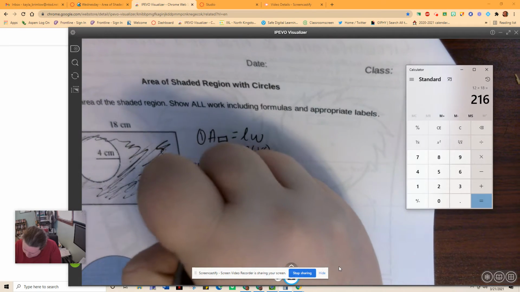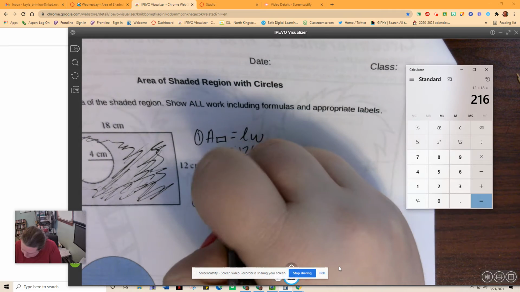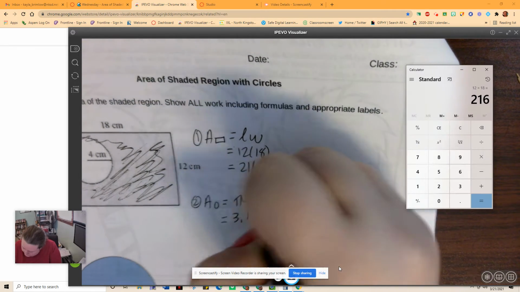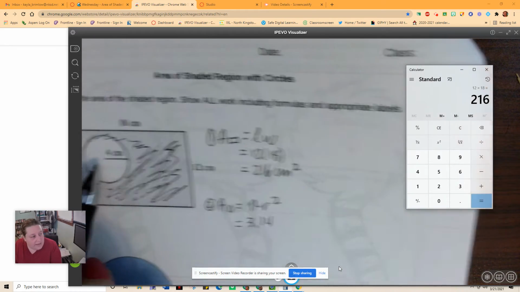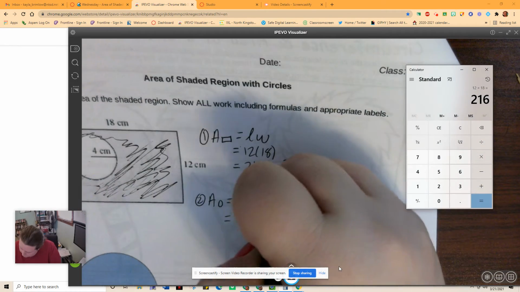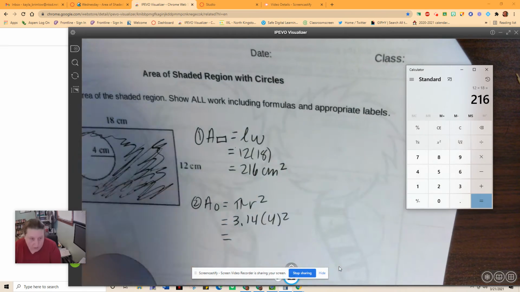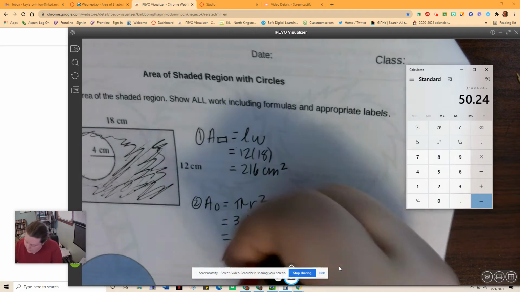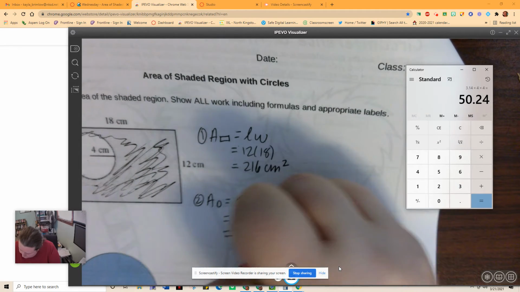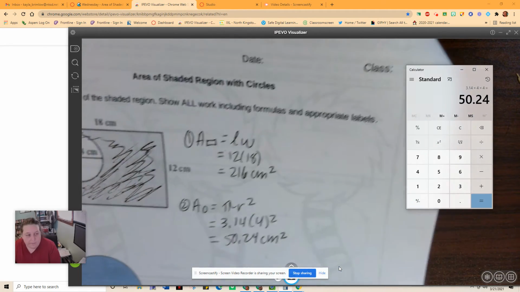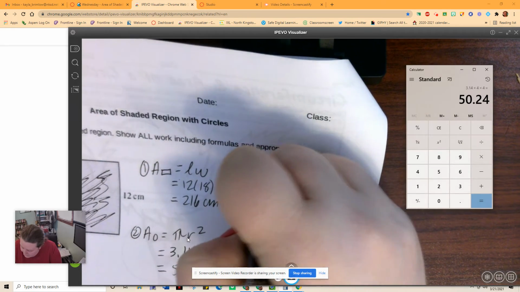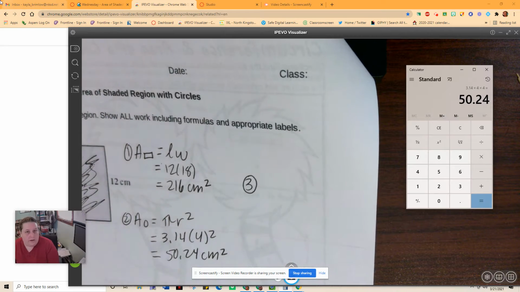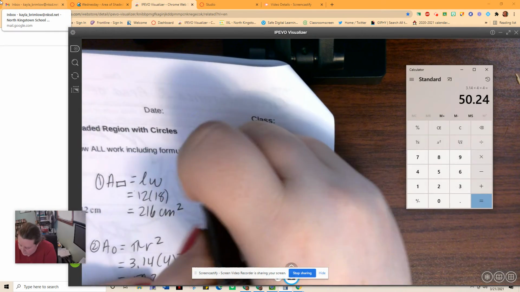All right, so next up, step 2, we have to find area of the circle. So that is pi times radius squared. We use 3.14 as pi, and they give us the radius, which is 4. So 4 squared. So 3.14 times 4 times 4 again is 50.24 centimeters squared. So step 3 is I need to find the difference in those areas to figure out what the space is that's shaded.